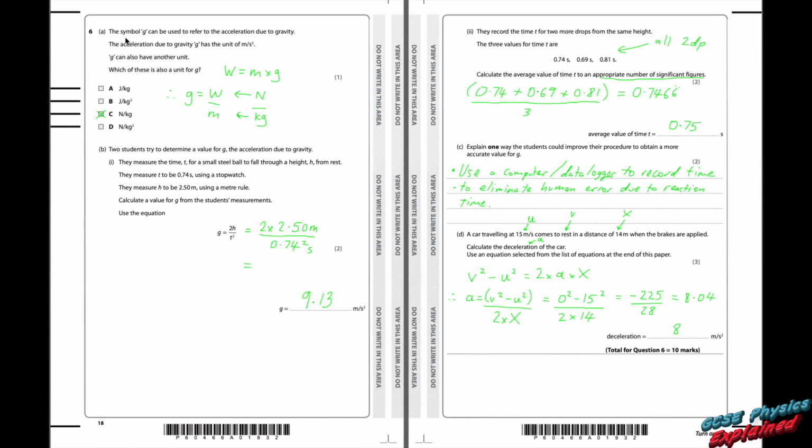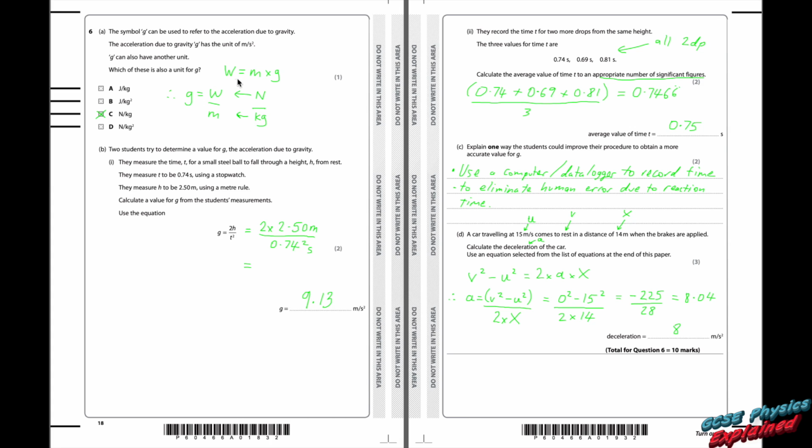Question 6. The symbol G can be used to refer to the acceleration due to gravity. The acceleration due to gravity G has the units of meters per second squared. G can also have another unit. Which of these is also a unit for G?